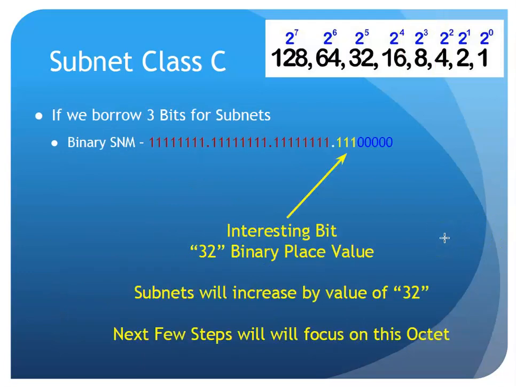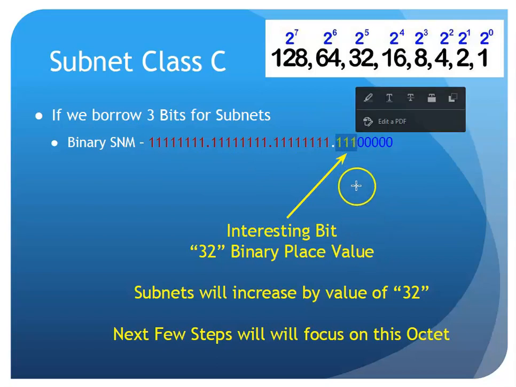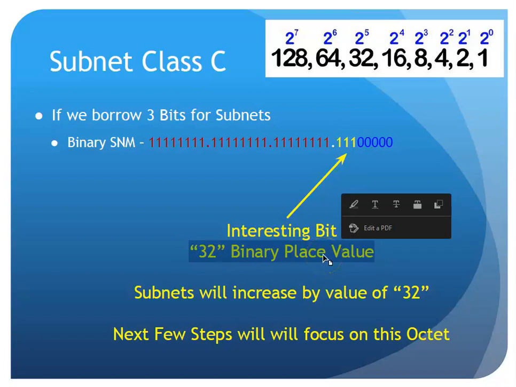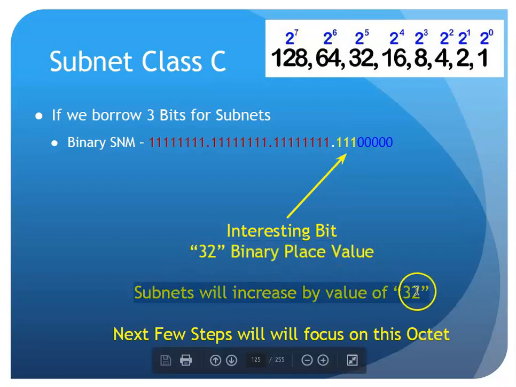Let's now look at how we're going to get our subnets. Well, we're going to use a little shortcut here, a little tool that's going to help us make this a little easier. Since we're borrowing 3 bits, here's the 3 bits we're borrowing, we are going to pay attention to that 3rd bit that we borrowed. This is the 128 place. This is the 64 place. This over here is the 32 place. We're going to pay attention to that bit. We're going to call it the interesting bit for lack of a better term. That interesting bit, being in the 32 place, is going to give us a clue. It's going to help us with letting us know that my subnets are going to increase by a value of 32. So with that in mind, the next steps get a little easier.